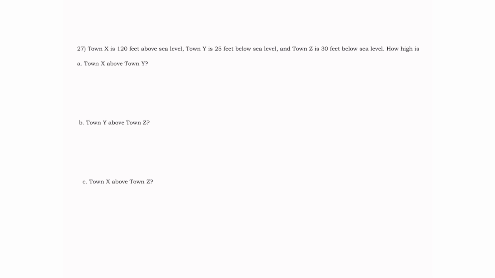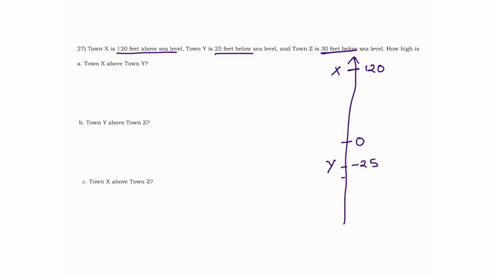Town X is 120 feet above sea level. So here you have 3 towns, right? Let's try to put it in a diagrammatic form here. Let's say this is our 0. Town X will be somewhere here, 120. It's above, so it is on the positive side. Town Y is 25 feet below, so let's say this is minus 25, and that's town Y. Then you have town Z, which is 30 feet below, so again it is minus, right? It's below.